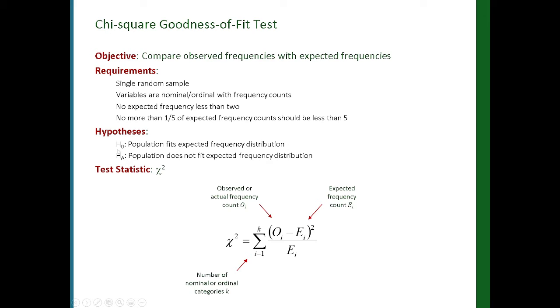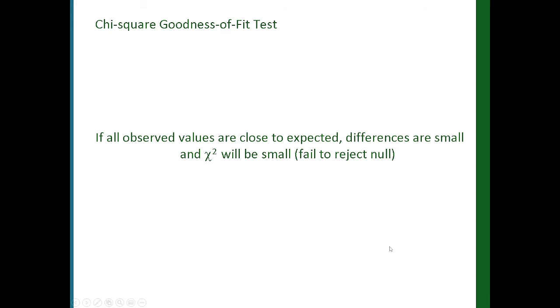So our null hypothesis is that the population fits this expected frequency distribution, and the alternative hypothesis is that it doesn't fit. We're evaluating based on this chi-squared test statistic. To get the chi-squared, we need the number of nominal or ordinal categories k, and then we subtract the expected frequency count from the observed frequency count, square it as the numerator, divide by E_i again, and sum that to give us our chi-squared statistic.